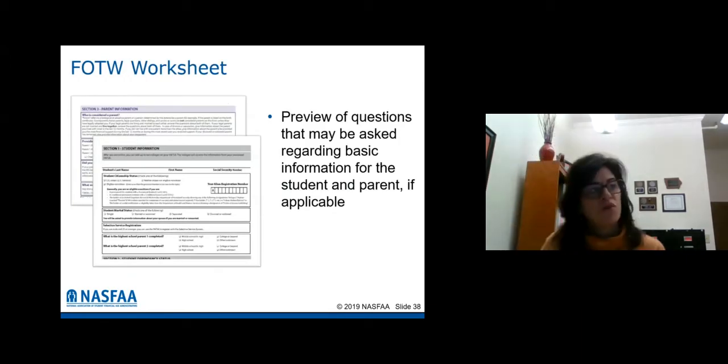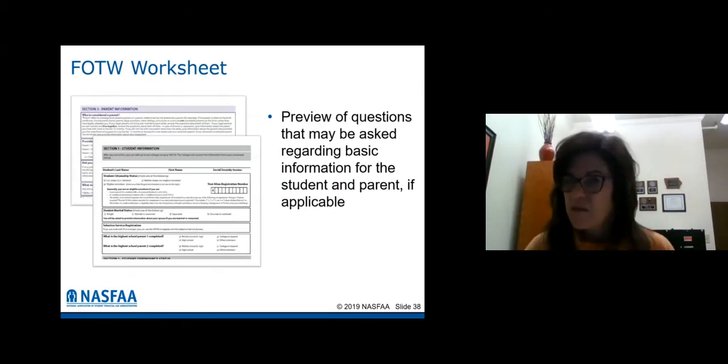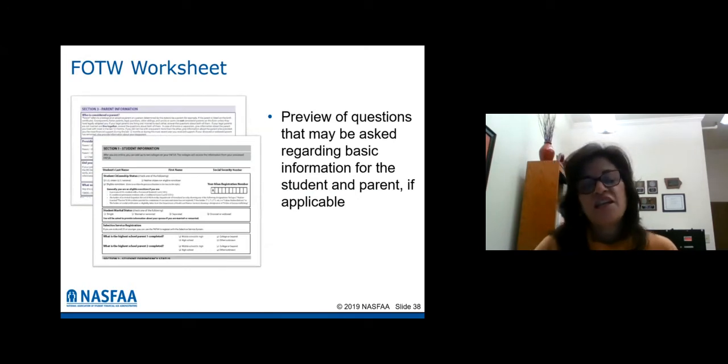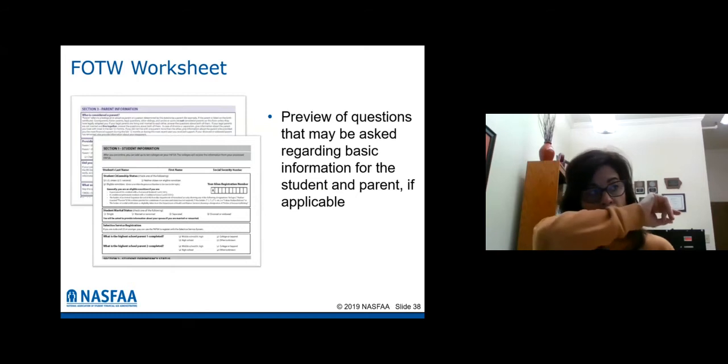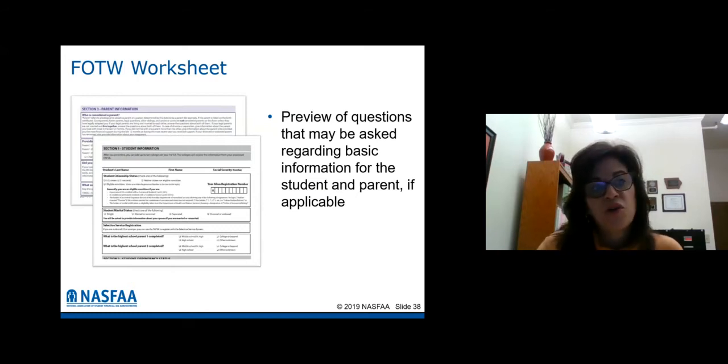There is a FAFSA on the Web worksheet available that follows the same logic and kind of gives you an idea of what to expect. You can print those actually if you want to. Honestly, I don't think you'll need it if you just follow the help as you need it for FAFSA on the Web. You should be good.